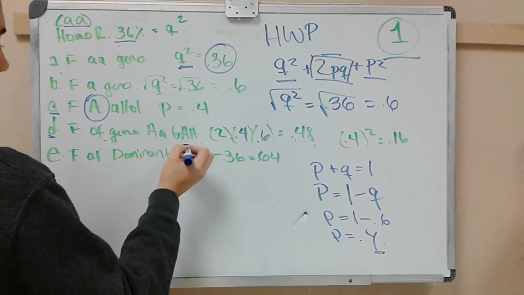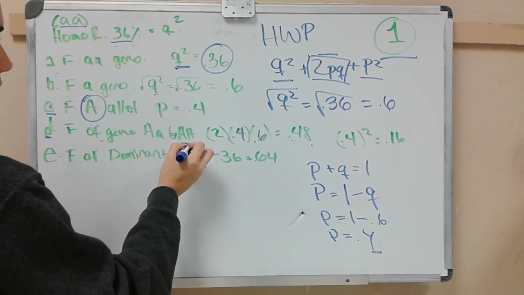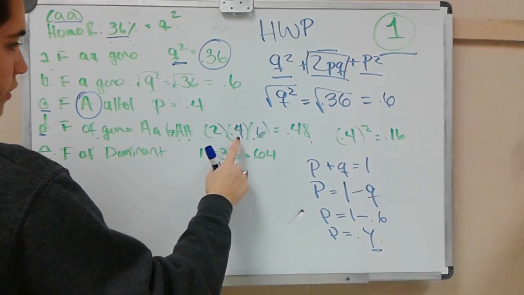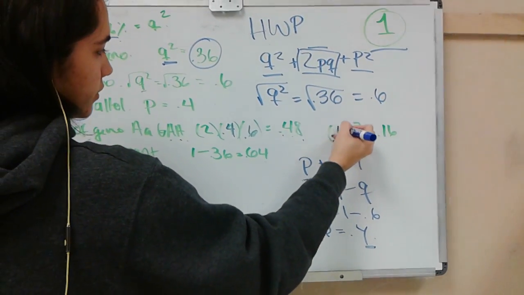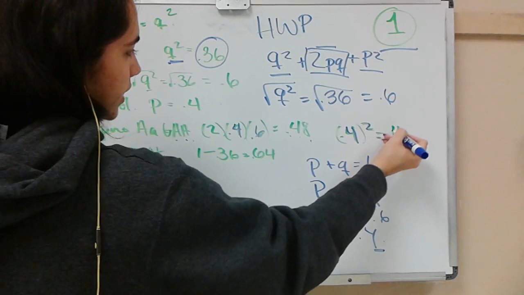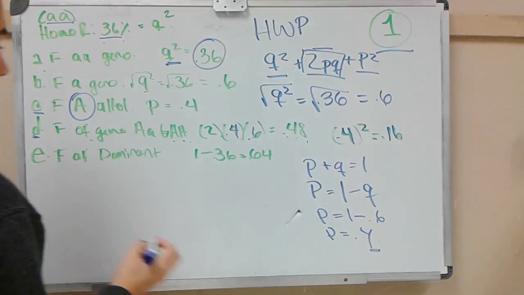Next, because this is homozygous dominant, we're going to get our p, which was 0.4, and we're going to square it. When you square it, it's going to equal 0.16.